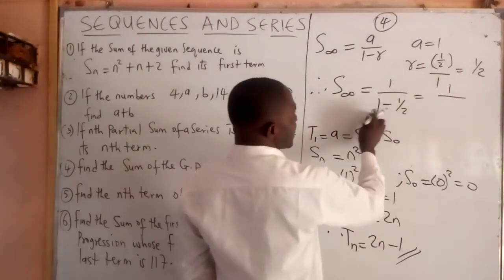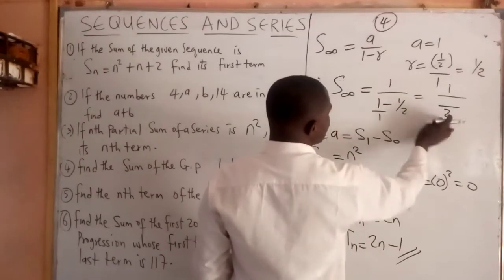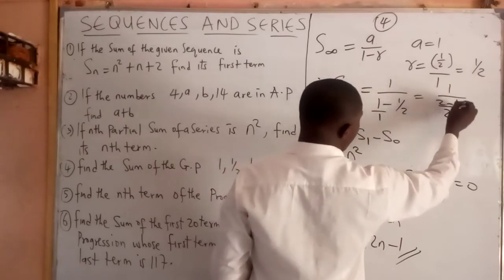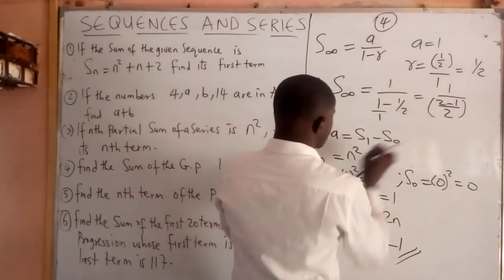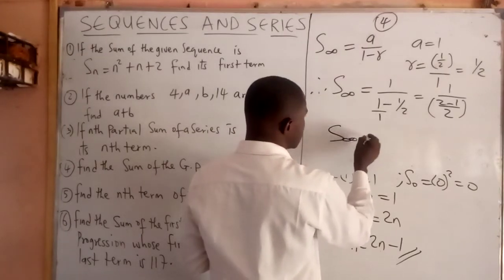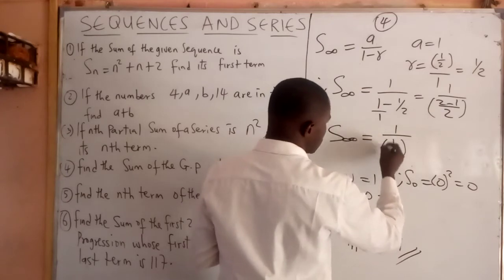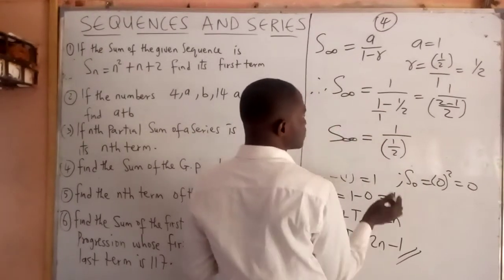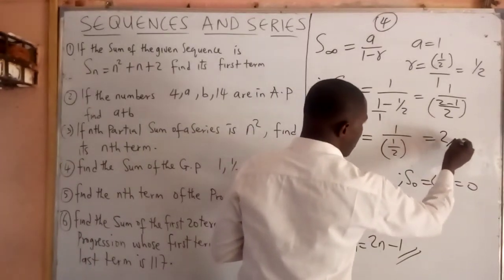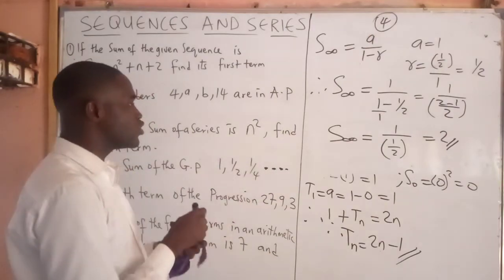Now, if you take LCM of this, it will give you 2. 1 divided by 2, 2 times 1 is 2, minus 2 divided by 1, 1 times 1 is 1. So you now say your final answer will be sum to infinity equals 1 over 1 over 2, because 2 minus 1 is 1 over 2. So, inverse of 1 over 2 will give you 2. Answer. So if you sum this to infinity, it will give you 2.